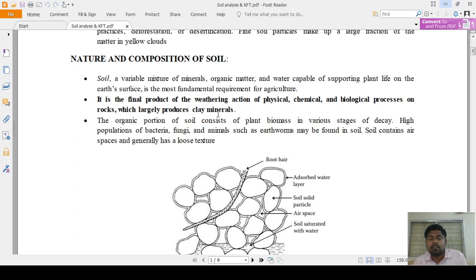What is weathering? I discussed that point, that means physical weathering, chemical weathering, as well as biological weathering, in unit number 1, where the weathering process is discussed briefly. So here, what is soil? Soil is the final product of the weathering of all physical, chemical as well as biological processes on rocks. That is the definition. It is a 2 marks definition.